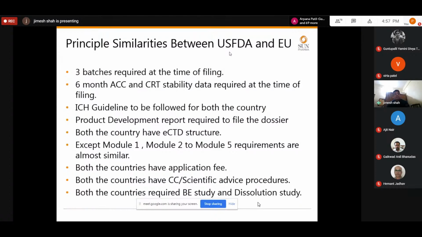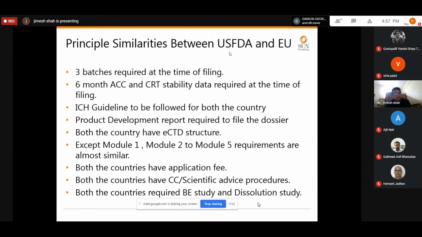What is the principal similarity between the FDA and Europe? First, 3 batches are required at the time of filing. What does it mean, 3 batches of data? It means that if we want to file the dossier to the US FDA or Europe, we need 3 batches of data, meaning we have to manufacture 3 batches at the time of filing, gather all the data and compile the dossier. So this is a requirement for both the US FDA and Europe.